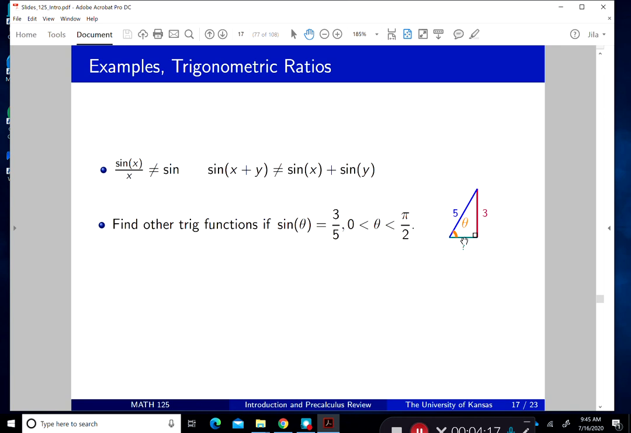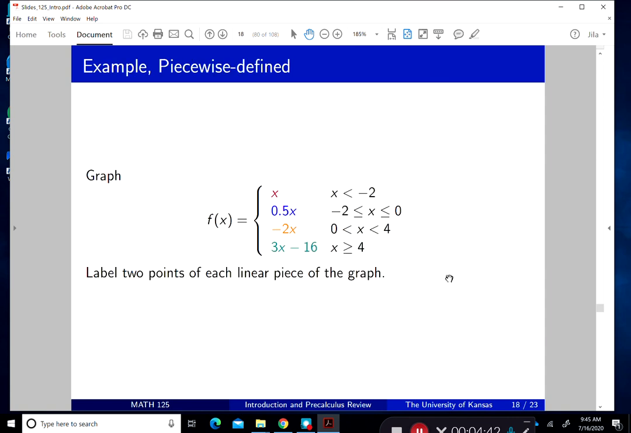Now, using the Pythagorean theorem, I can figure out what the adjacent side is, and the adjacent side is going to be 4. So cosine of theta is going to be 4 over 5, tangent of theta is going to be 3 over 4, and secant of theta is going to be 1 over cosine of theta, which is 5 over 4, and so on and so forth.